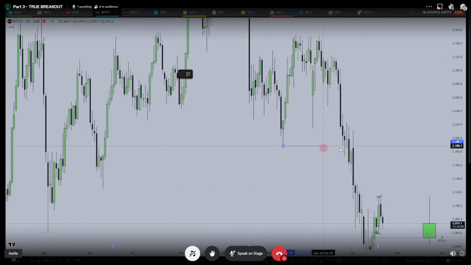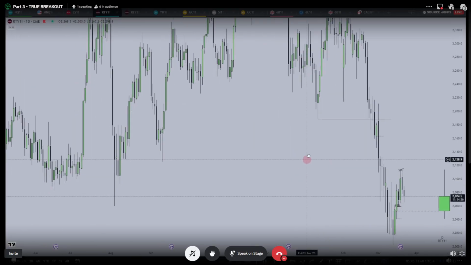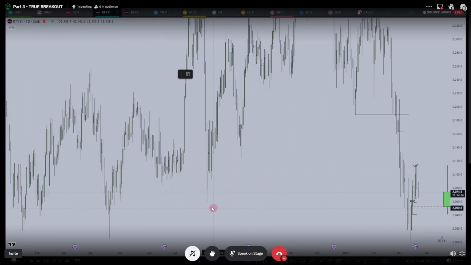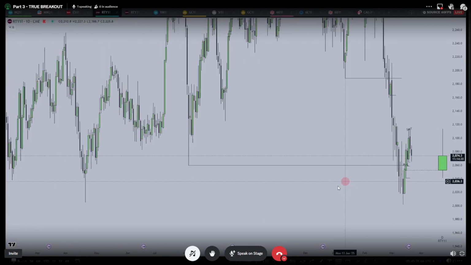Range low, price comes back towards it, forms an opposing candle, closes below it, using this as a framework, either here, or if it doesn't stop there as well, then there.